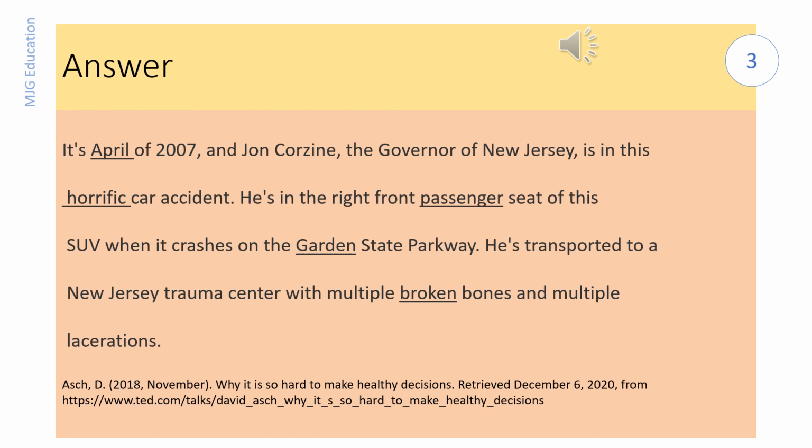It's April of 2007, and John Corzine, the governor of New Jersey, is in this horrific car accident. He's in the right front passenger seat of this SUV when it crashes on the Garden State Parkway. He's transported to a New Jersey trauma center with multiple broken bones and multiple lacerations.